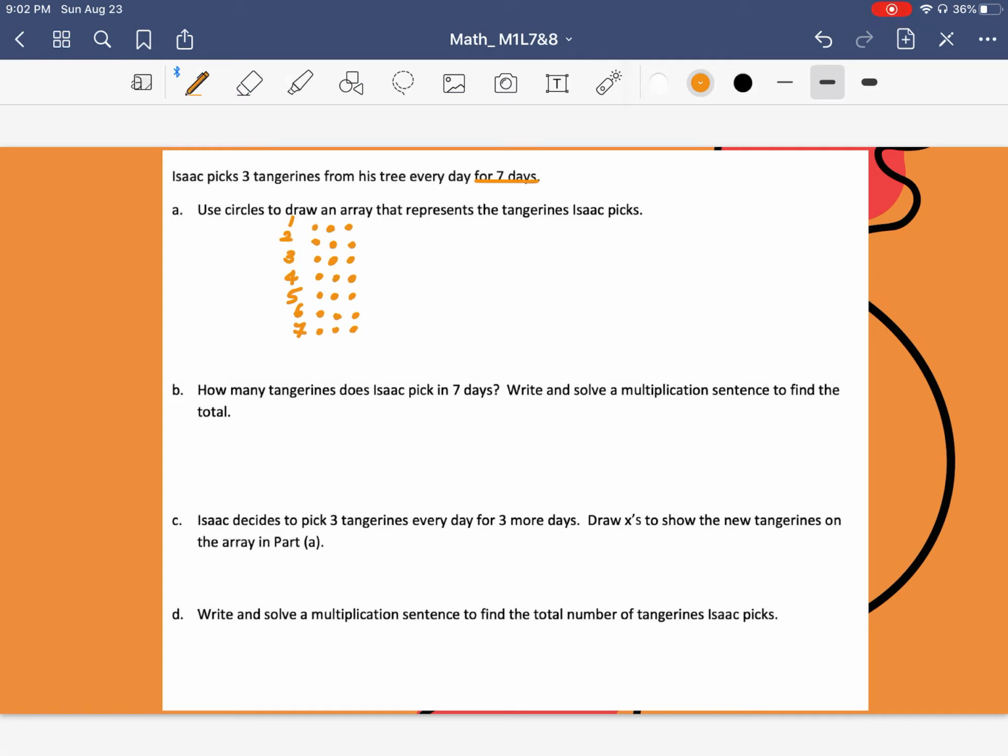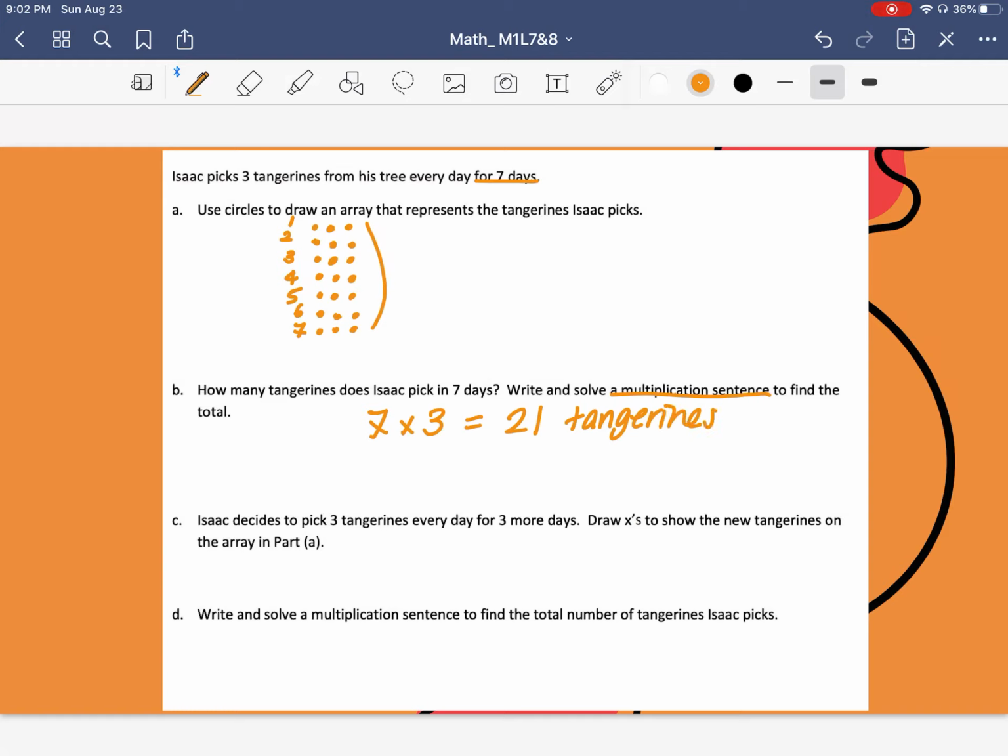Now, number B. How many tangerines does Isaac pick in 7 days? Write and solve a multiplication sentence to find the total. So let's begin with the number of rows, which is 7. And then we know that he picked 3 tangerines each day. So in total, he picked 21 tangerines.